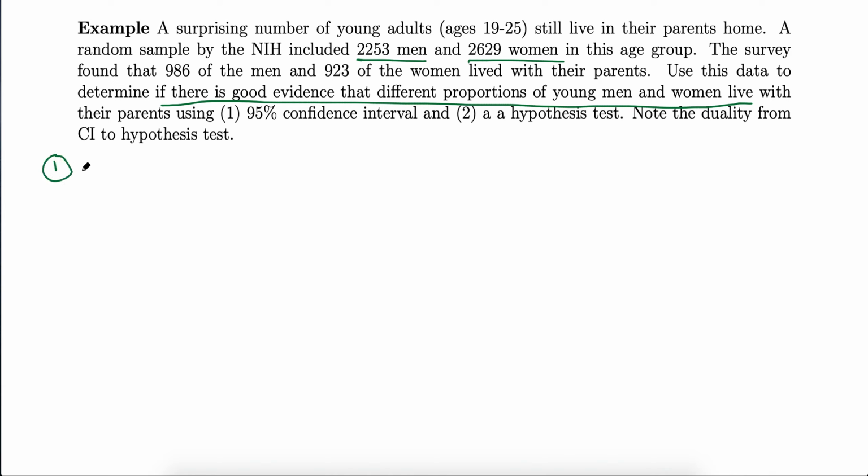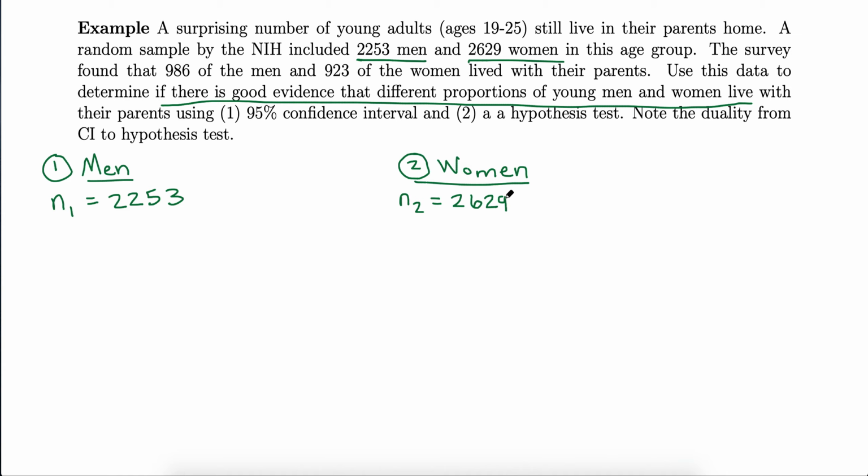So I'm going to say let group one be men, just because that's the first bit of information they give us up here. And they tell us our N1, or our sample size for group one, is 2,253. Then group two, I'm going to define to be women. And just a note, you could define these, group one is women, group two is men. It makes absolutely no difference. Choose how you're going to define it and stick with it through the entire problem. So our N2, the sample size for group two, the women, they tell us we have 2,629 women.